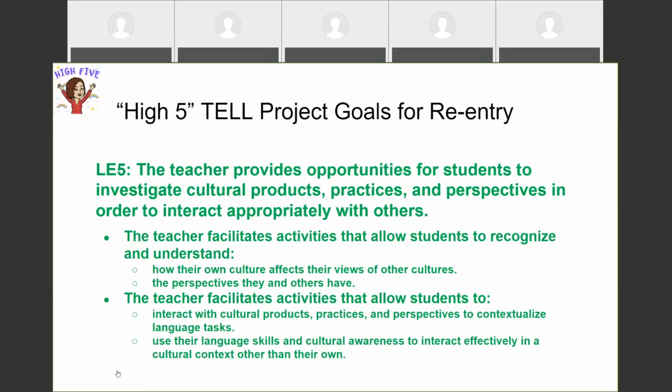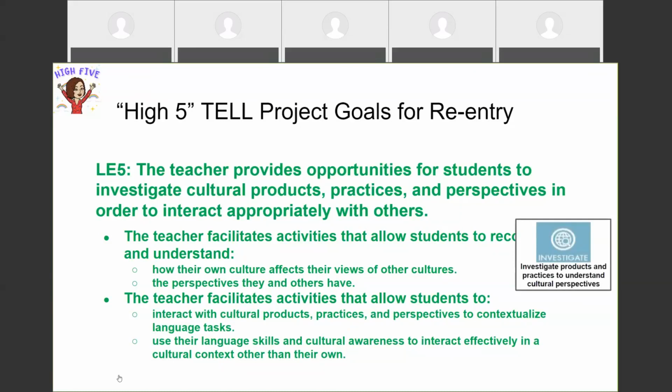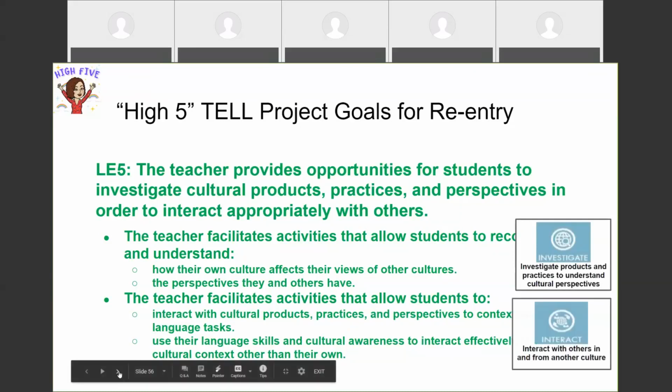And we also want them to then take those language skills and that cultural awareness that they've gained while doing those investigations so that they're interacting more effectively in a cultural context other than the culture that they call their own. And again, we have those icons for investigate and interact.